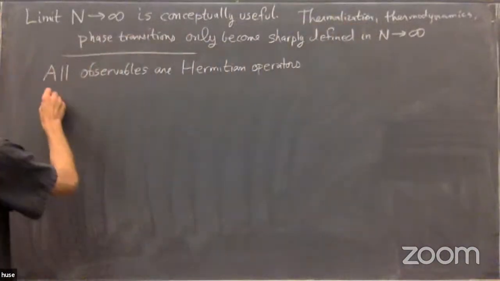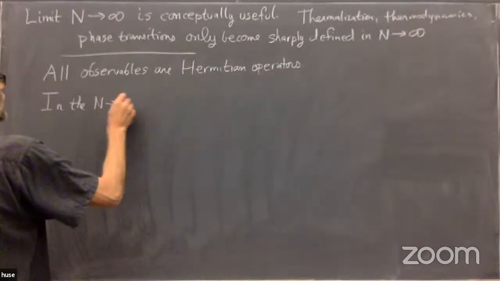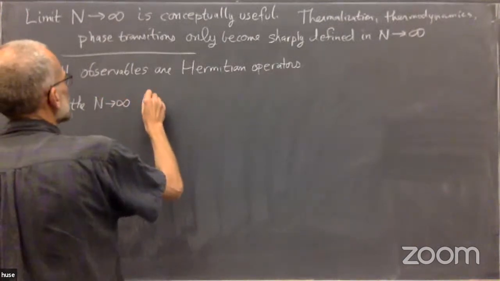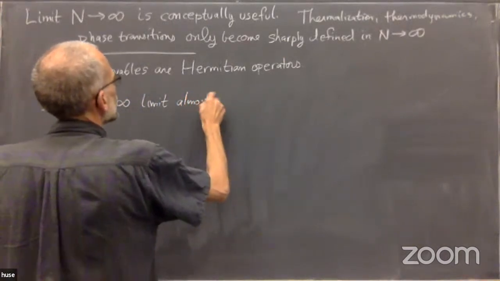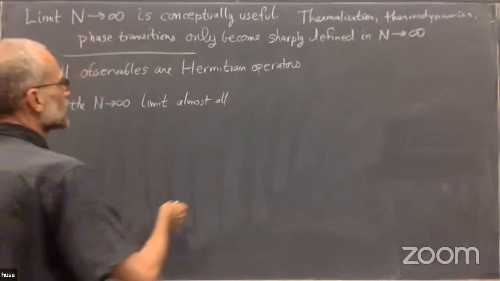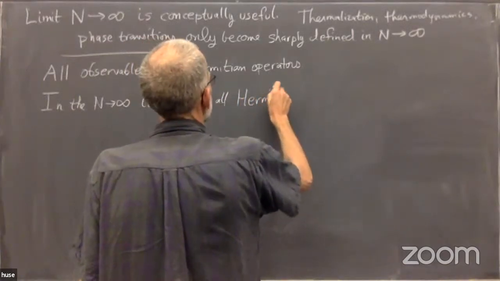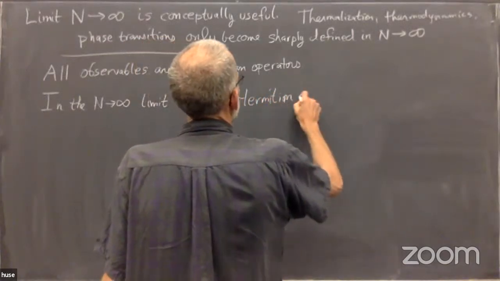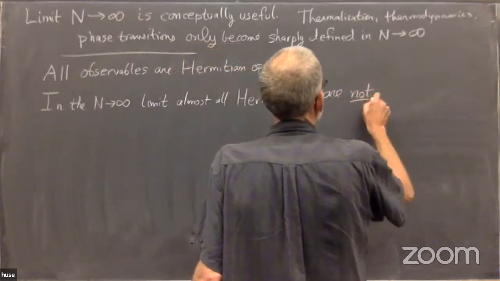So in the n goes to infinity limit, almost all, in the mathematical sense, Hermitian operators are not observable.